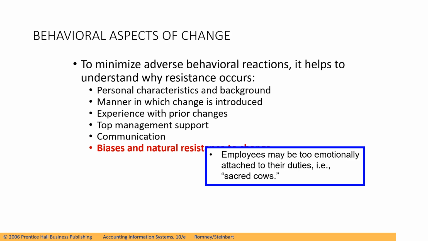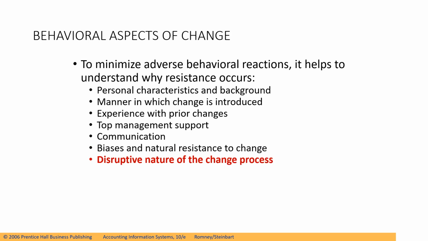Biases and natural resistance. Employees may be too emotionally attached to their duties. So again, because there are several cases where we need to change the system, there is downsizing of employees, no? So resistance happens. Disruptive nature of the change process, especially if you change abruptly, there would be disruption. They are not yet able to adapt to the new environment.